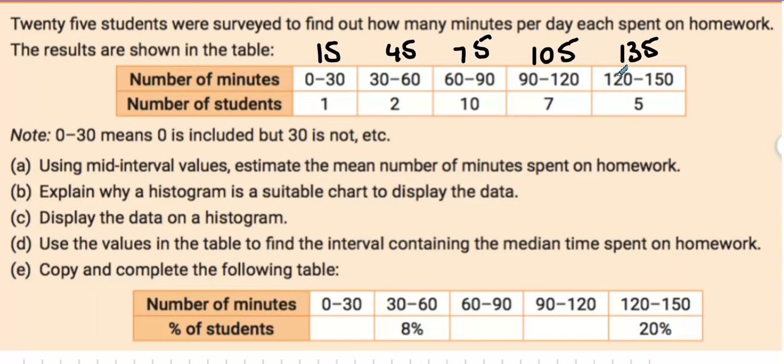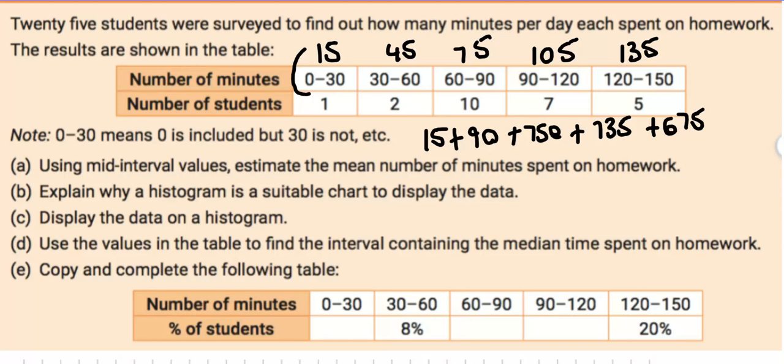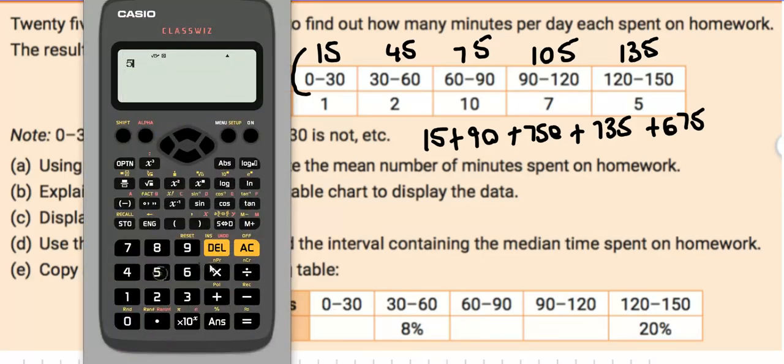Now, lads, here's the next thing you're doing. Everybody looking? Okay. 15 times 1. 15. 2 times 45. 10 times 75. 7 times 105. Yeah, well done. 5 times 135. I think it's 675, but I definitely use my calculator to check that out. I'm just going to make sure, though.